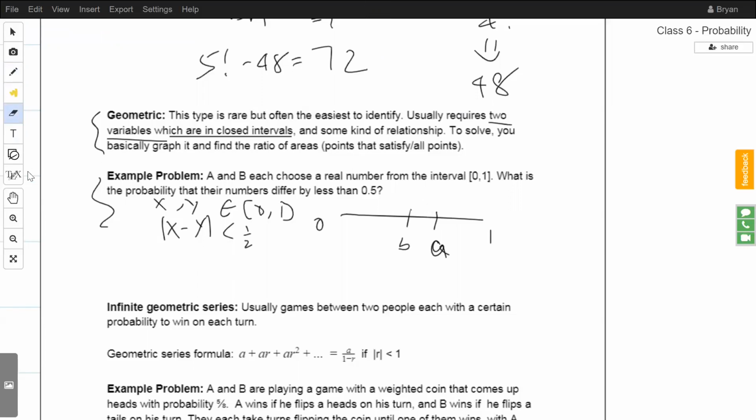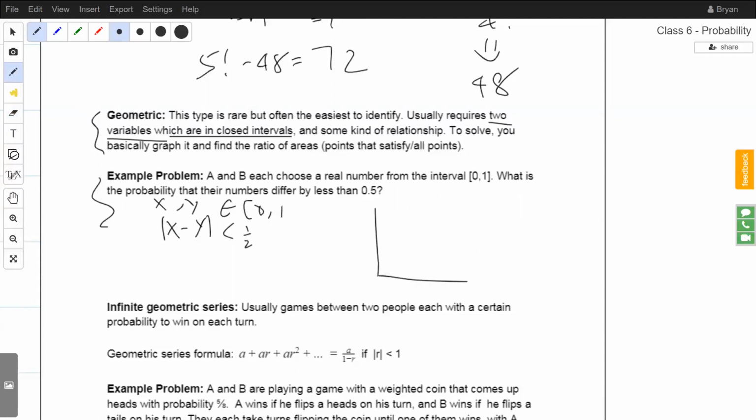So what you can do is just make a coordinate plane, and the total area is 1, so you know the denominator. If you make a coordinate plane, then you have a minus b is less than 1/2, and you can graph the equation.